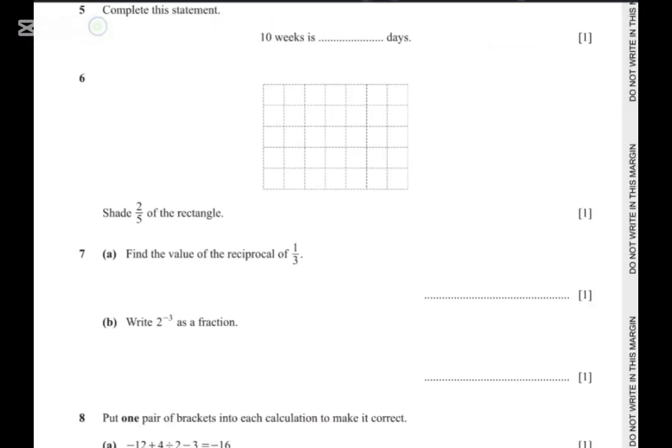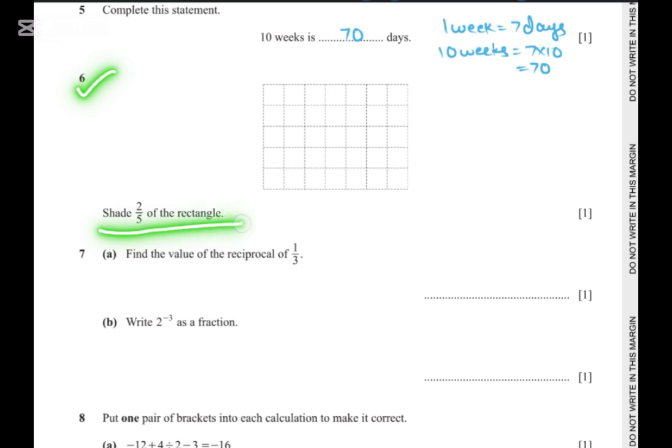Question number 5. Complete this statement. 10 weeks is dash days. We need to find how many days are there in 10 weeks. We know that 1 week is equal to 7 days. So 10 weeks will be 7 multiplied by 10, which is 70 days. So the answer is 70. Question number 6.